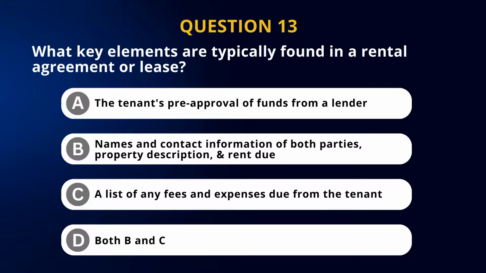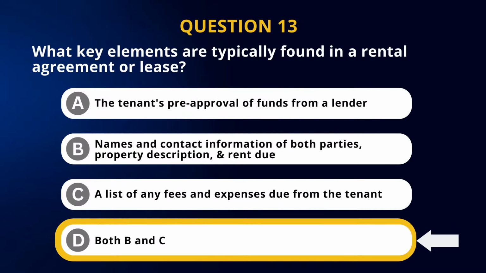And the answer is letter D, both B and C. Okay, so a list of any fees and expenses due from the tenant, and the names and contact information of both parties, property descriptions, and the rent due.